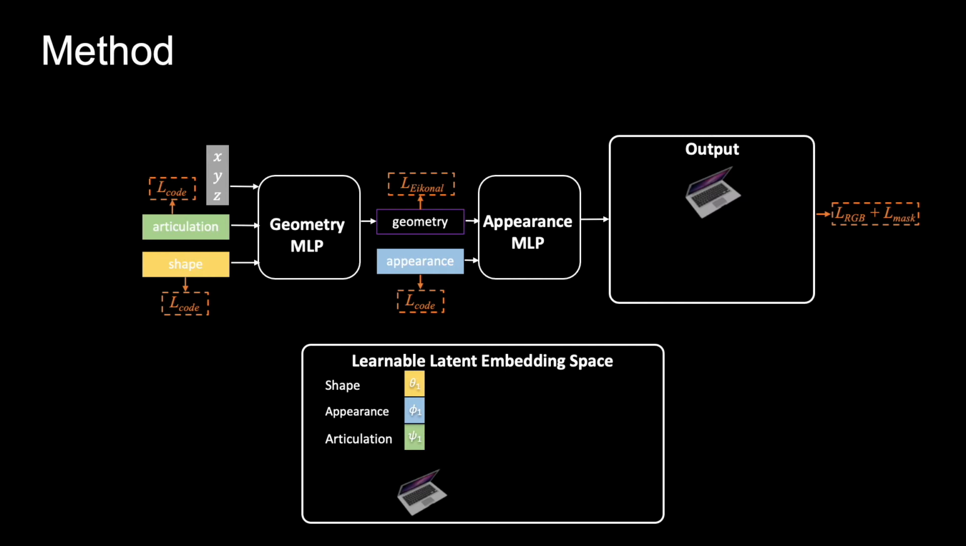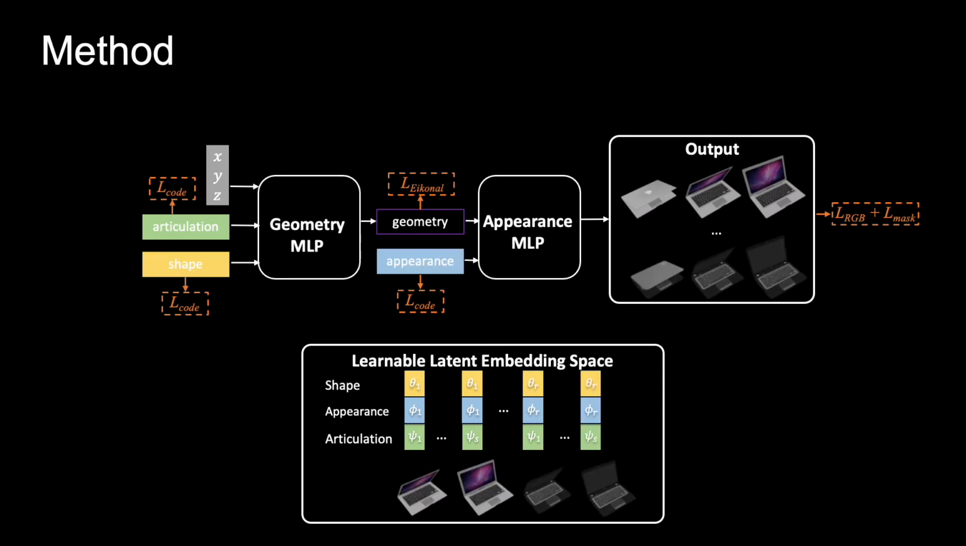Disentanglement is enforced by the same object sharing shape and appearance code, and all objects sharing network weights. Unlike prior work that inputs articulation ground truth, we learn articulation code and will compare in results later.